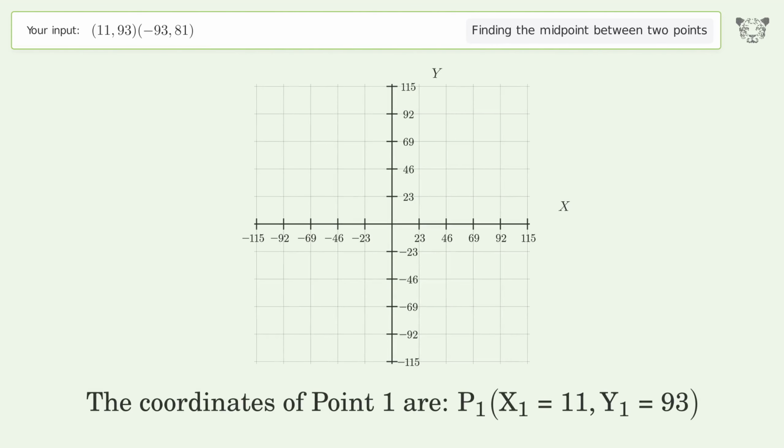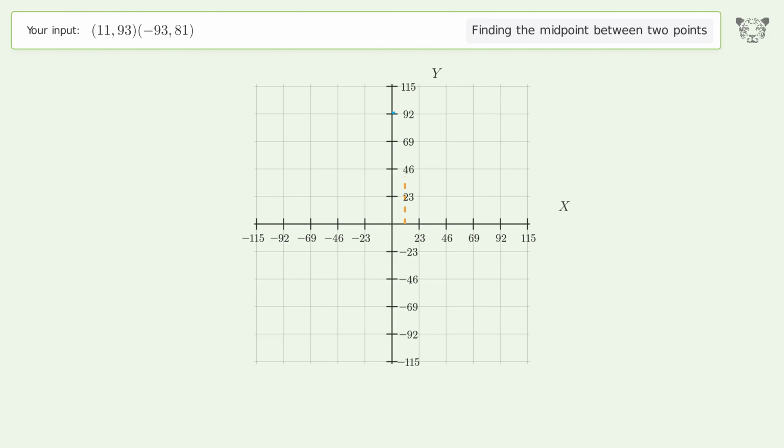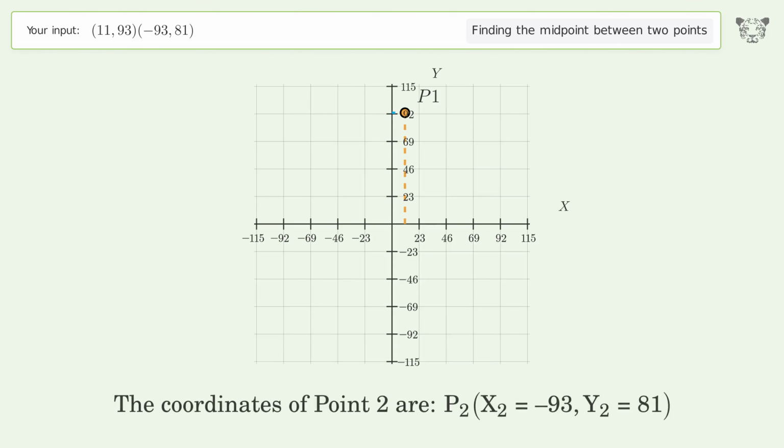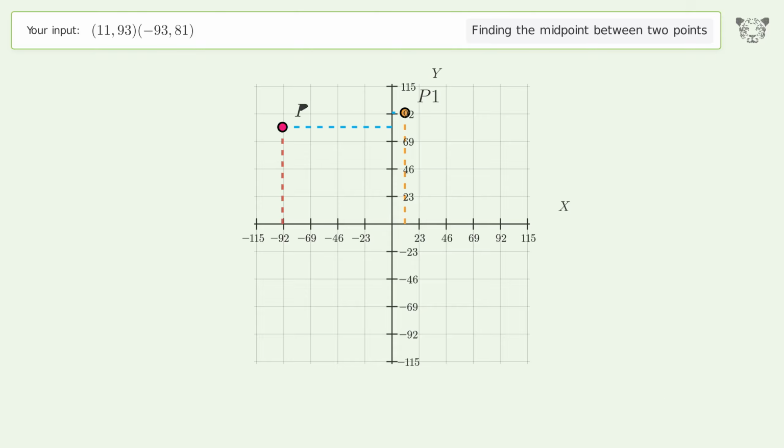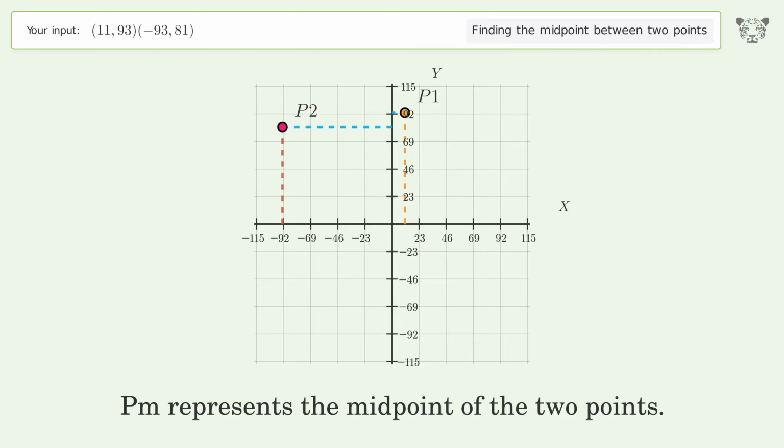The coordinates of point 1 are x1 equals 11, y1 equals 93. The coordinates of point 2 are x2 equals negative 93, y2 equals 81. PM represents the midpoint of the 2 points.